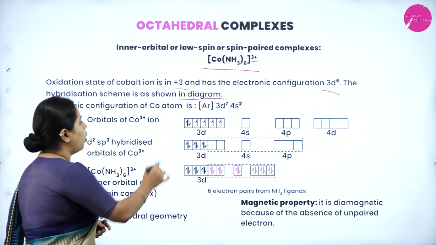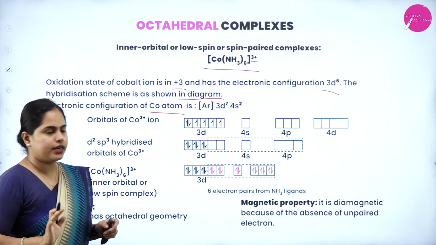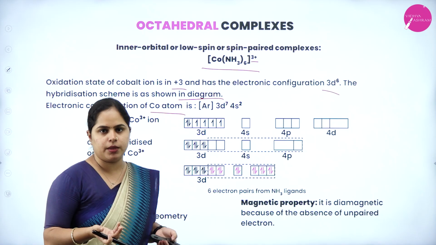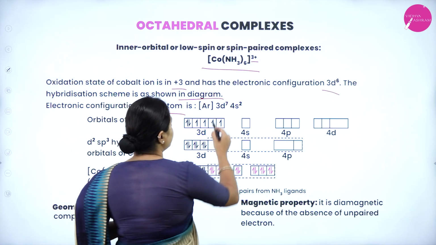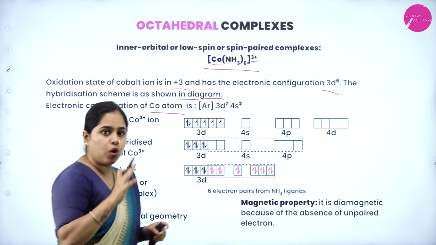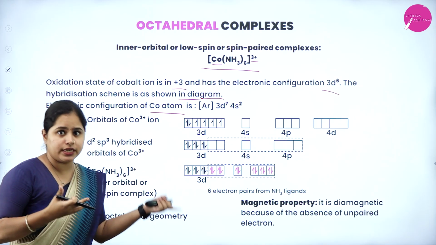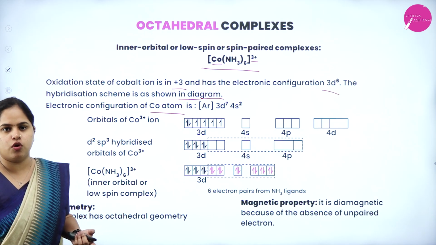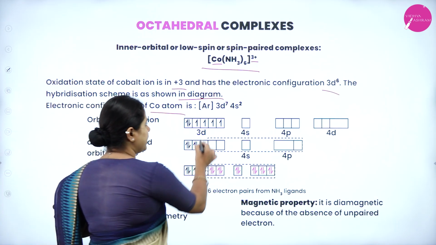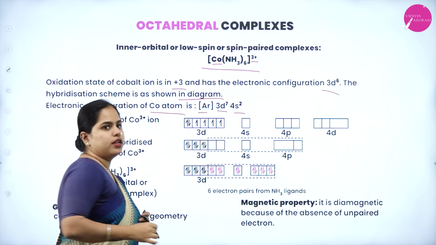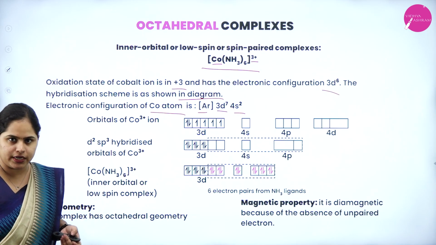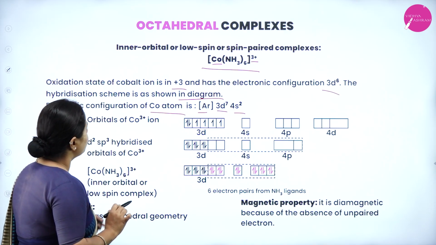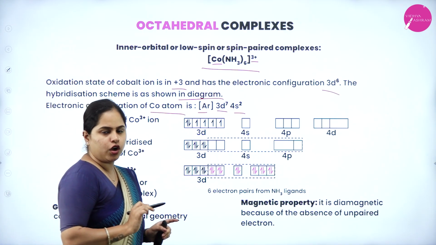For the cobalt atom, which is the central metal atom here, we are discussing the hybridization. Before calculating the oxidation number of cobalt, in its ground state, what is the electronic configuration of cobalt? The atomic number of cobalt is 27, so it is argon 3d7 4s2. This will be the electronic configuration.